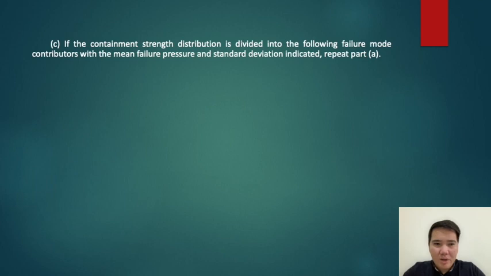C. If the containment strength distribution is divided into the following failure mode contributors with the mean failure pressure and standard deviation indicated, repeat part A.